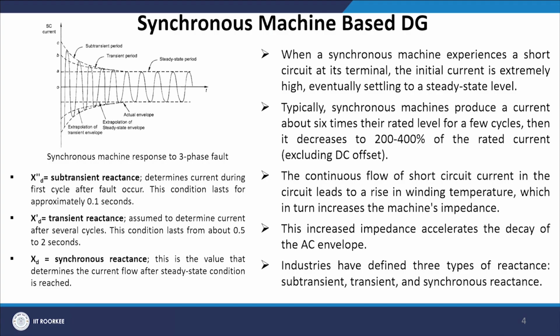The continuous flow of short circuit current in the circuit leads to a rise in winding temperature, which in turn increases the machine's impedance. The increased impedance accelerates the decay of the AC envelope, as you could see from the diagram. Industries have defined 3 types of reactances, that is subtransient, transient and synchronous reactances.